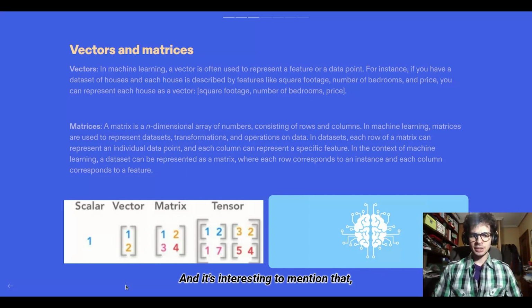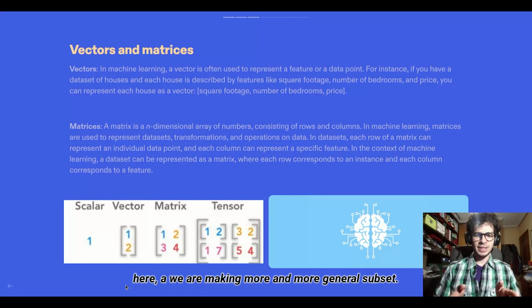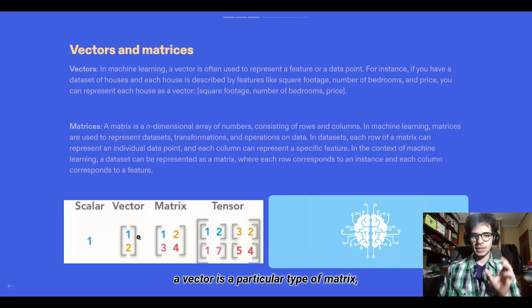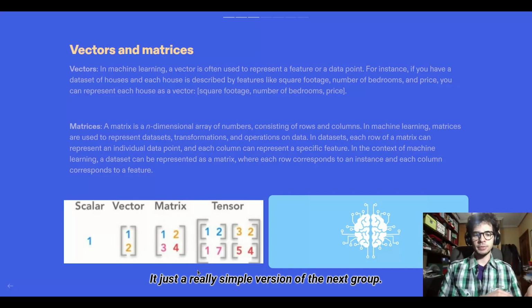It's interesting to mention that here we are making more and more general subsets. So, for example, a scalar is a particular type of vector, a vector is a particular type of matrix, and a matrix is a particular type of tensor. It's just a really simple version of the next group.